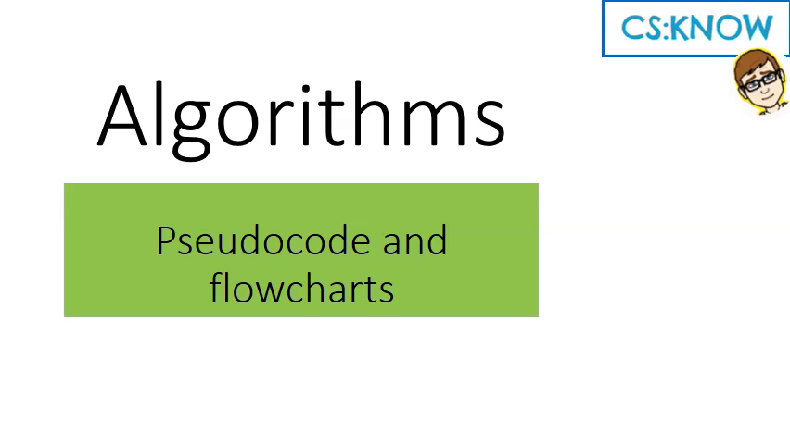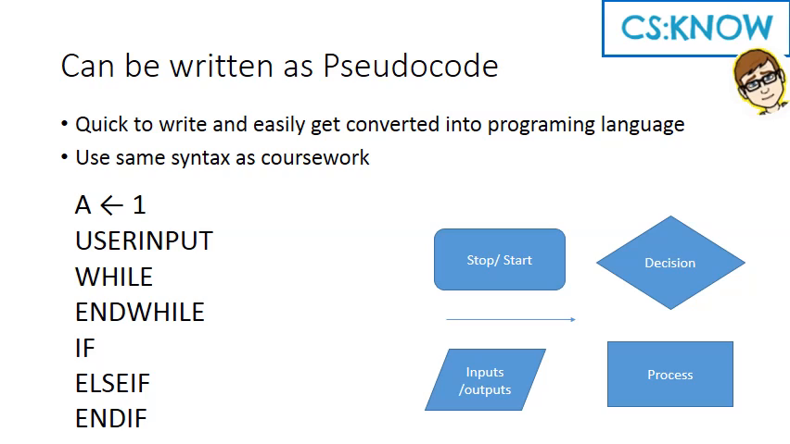Algorithms, pseudocode and flowcharts. So an algorithm can be written as pseudocode or as a flowchart. Okay, and the idea is that they're quick to write and easily converted into a programming language. And that could be any programming language that you know. And there's numerous ones, but the idea is that it isn't dependent on an actual programming language. It's more like a structured English, and it should read like English.